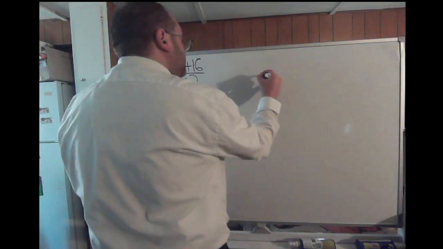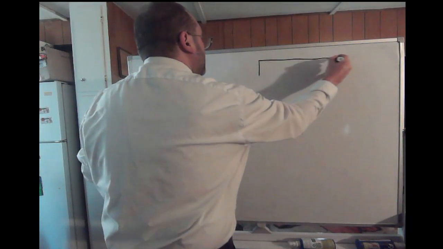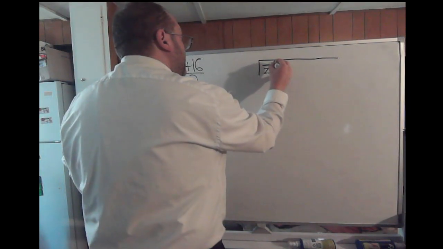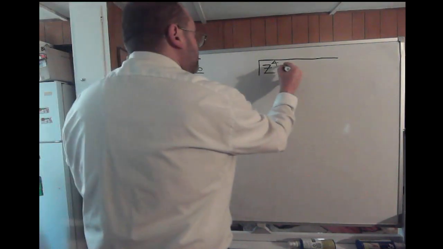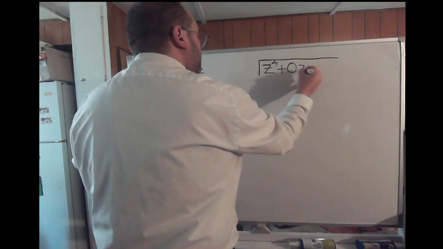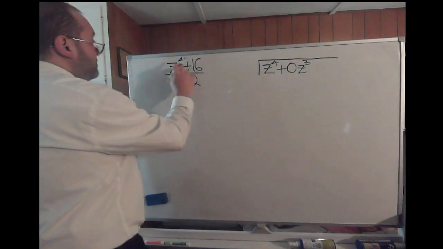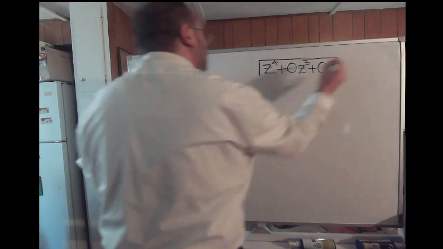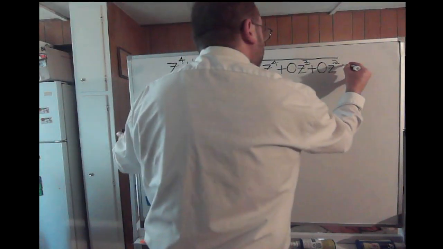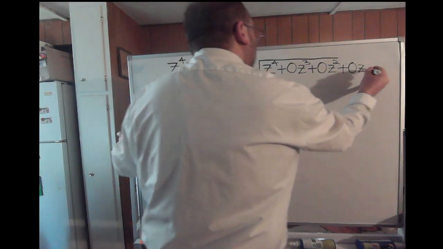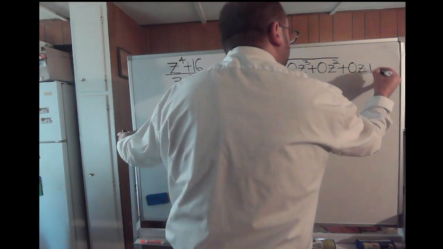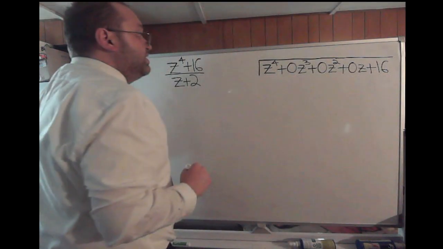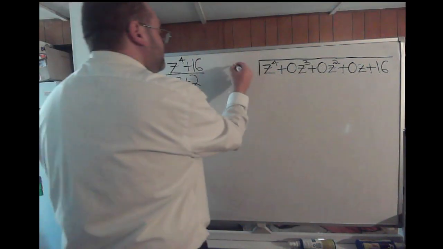Well, let's still go ahead and set up our dividend and divisor. You'd have z to the 4th, right? However, you have no z to the third term, so you'll write 0z to the third. You have no z to the second term, so you would write 0z to the second. You have no z to the first term, so you would write 0z, but then you have your plus 16. So, there's your wonderful divisor. Then you have your dividend of z plus 2.